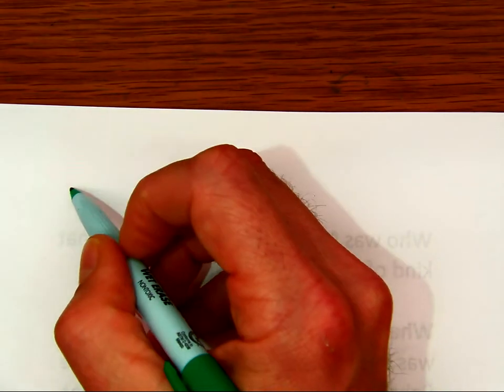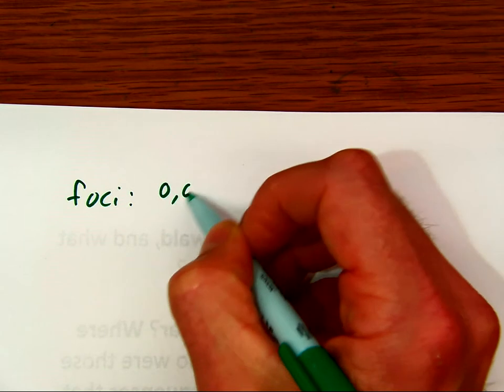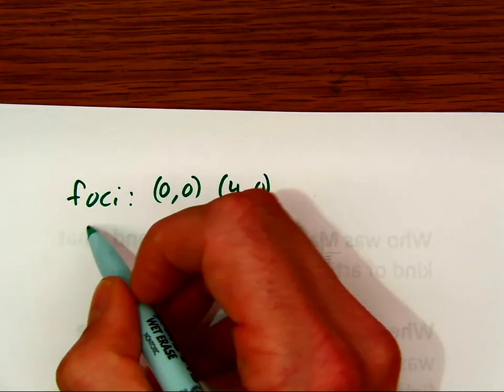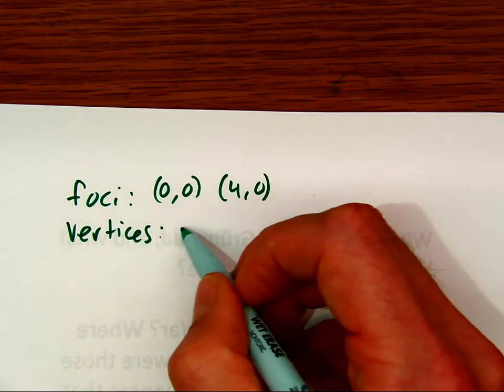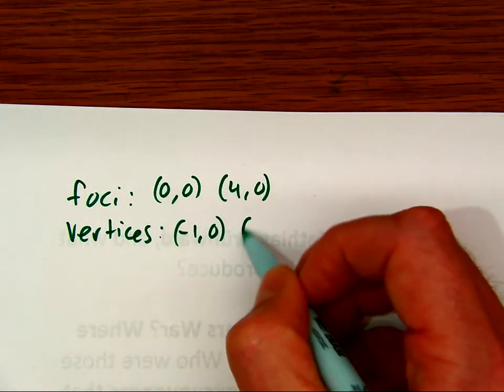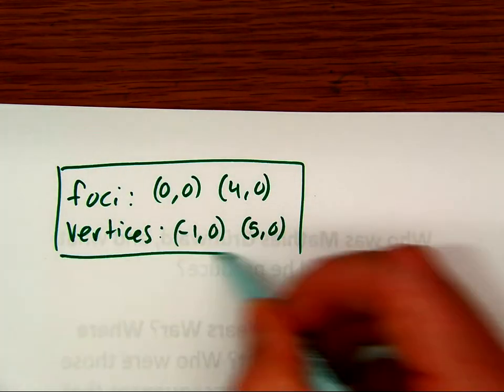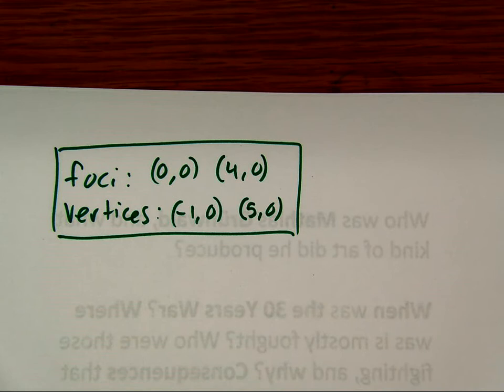Same question with foci at 0, 0 and 4, 0. Vertices here, and you find the equation of the ellipse. Pause the video.